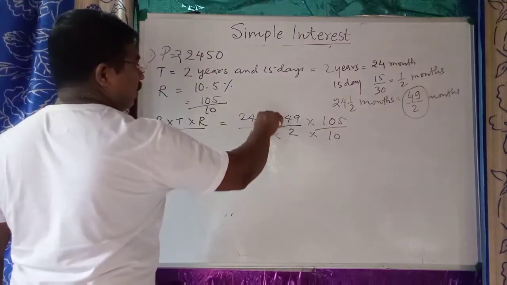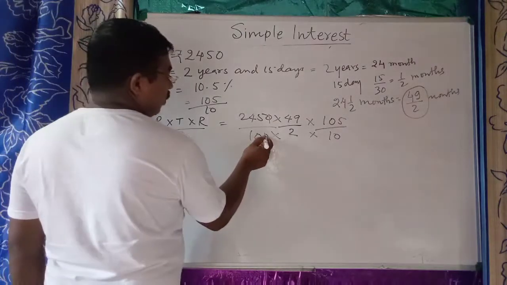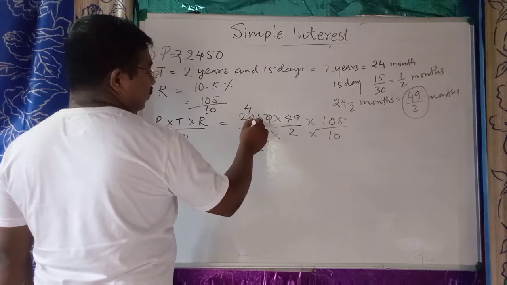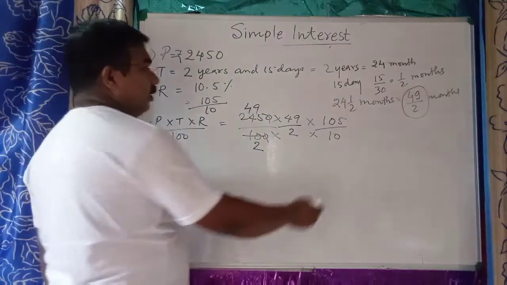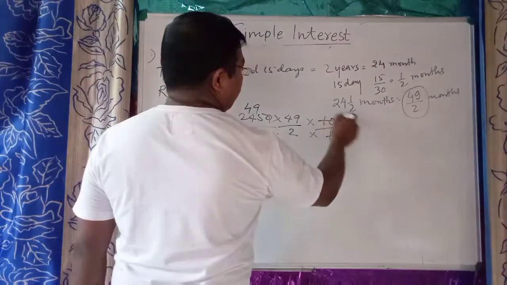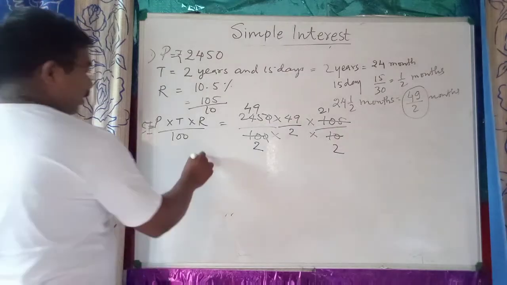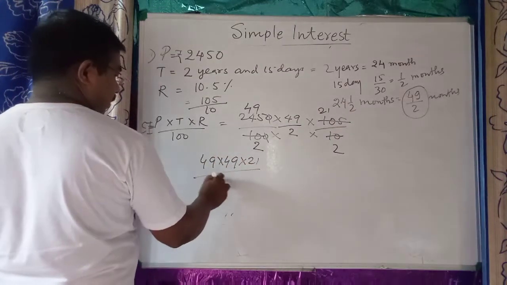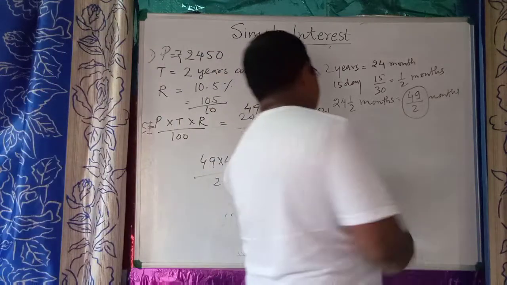Now here it has cancelled. Now divide it with 5. 2 is here, 49. And here we can divide it with 5. Now we will get 21. Now 49 into 49 into 21 divided by 2 into 2 into 2. Now we multiply these numbers.